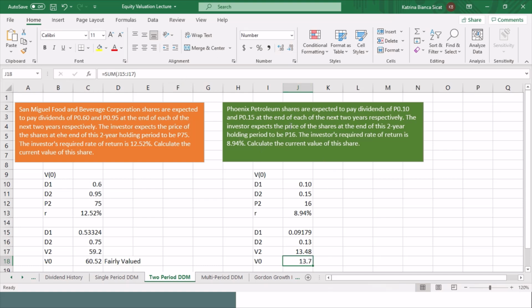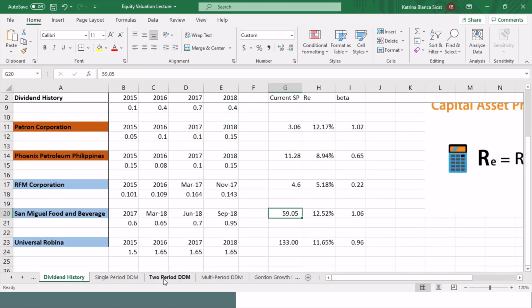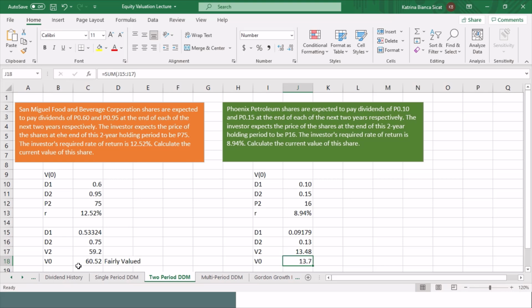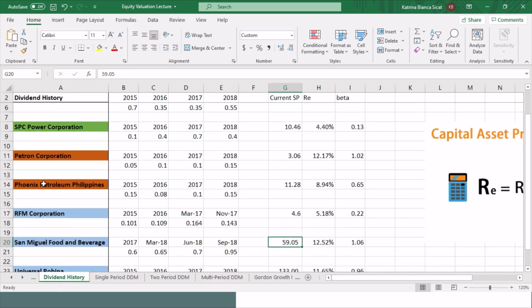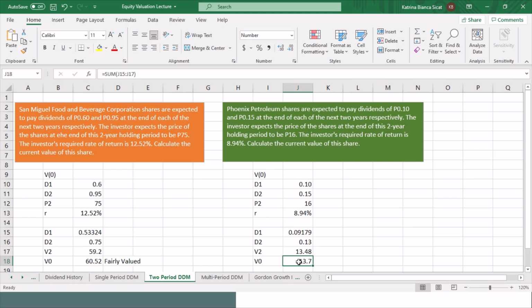So currently, let's see kung magkano yung selling price niya right now. Ano ba yung ano natin? Phoenix. Ayan. 11.28. It's selling at 11.28, but the intrinsic value is 13.7. So meaning it is undervalued. Okay.